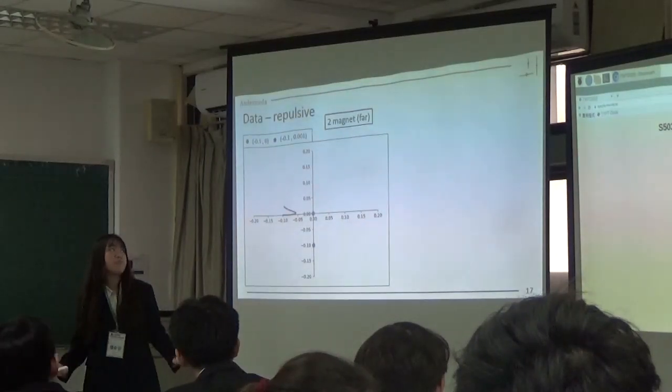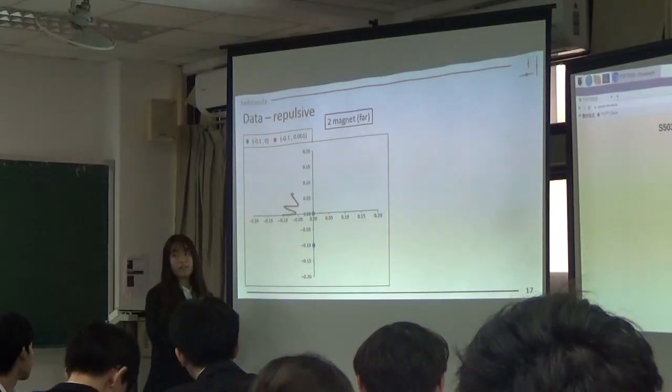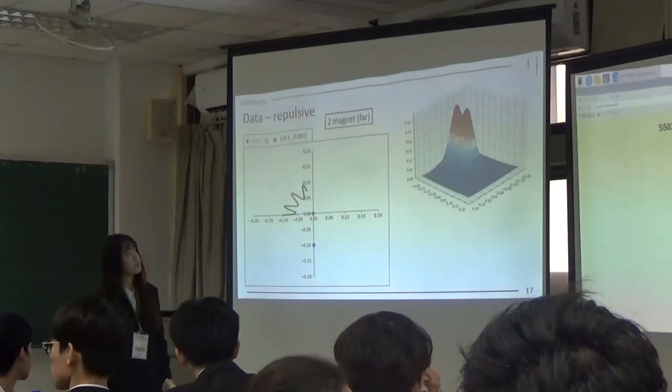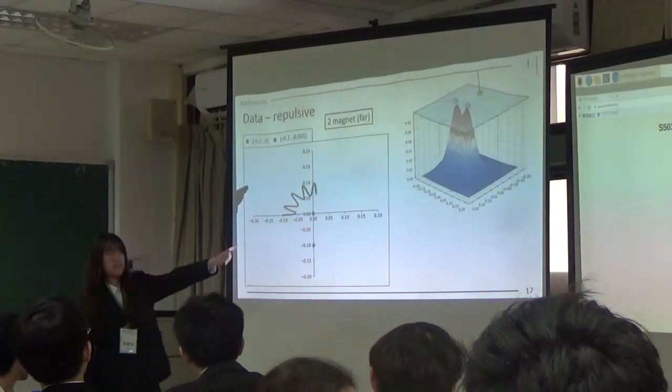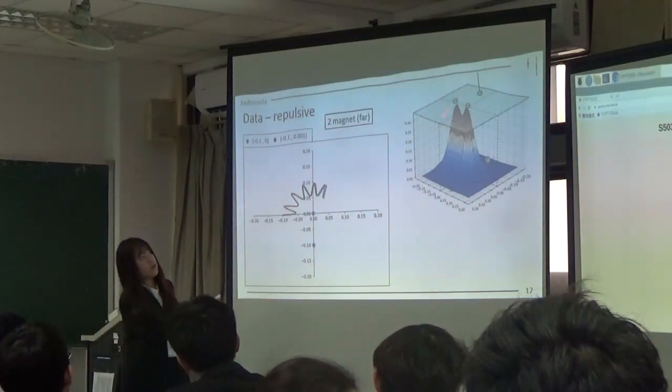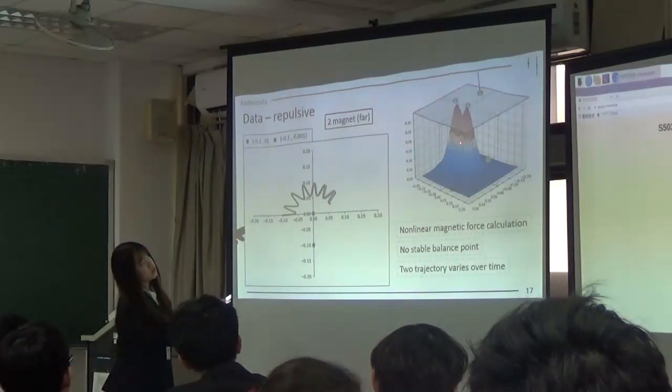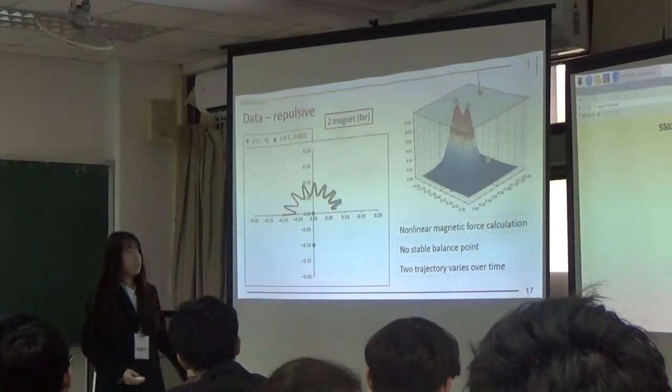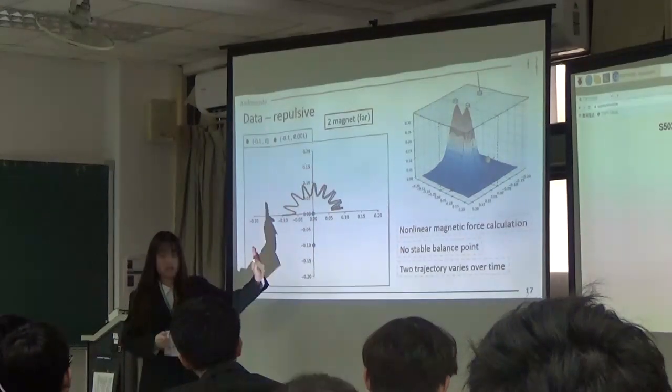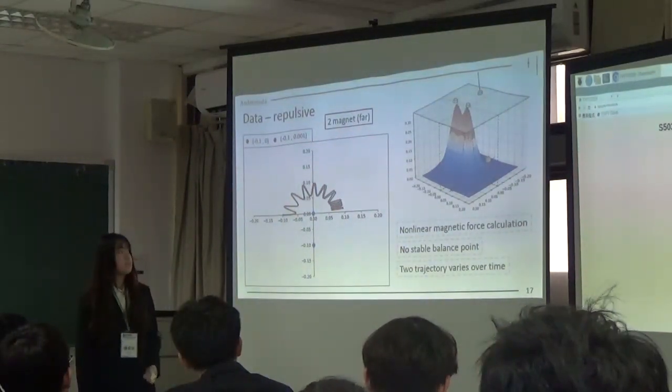And then how about we put the 2 magnets far away from each other? From the potential energy graph, we can know that there are 2 different hills of the potential energy, and it also fits the conditions for chaos.